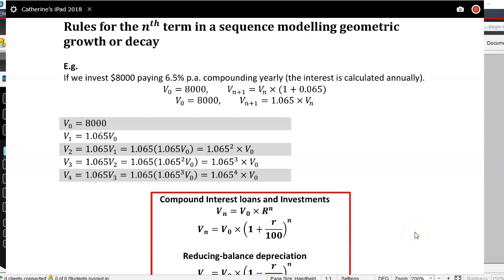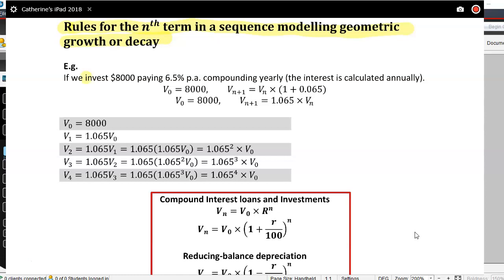Okay, so let's discuss the rules for the nth term in a sequence modelling geometric growth or decay. In other words, how do we find the nth term in a geometric sequence? Right, let's use an example in which we've used the recursion relation, and we go through it and we see how we find this rule.